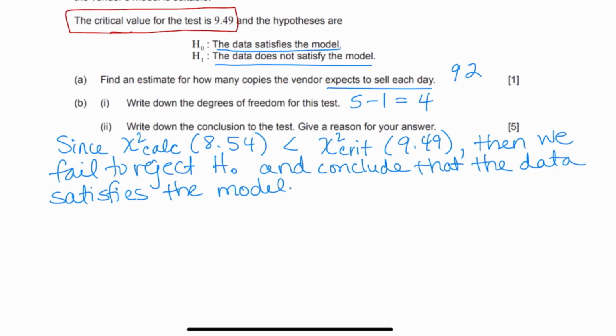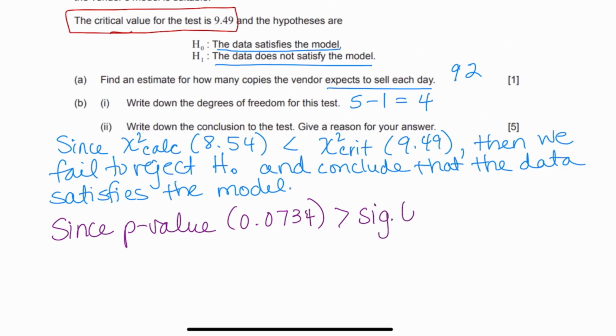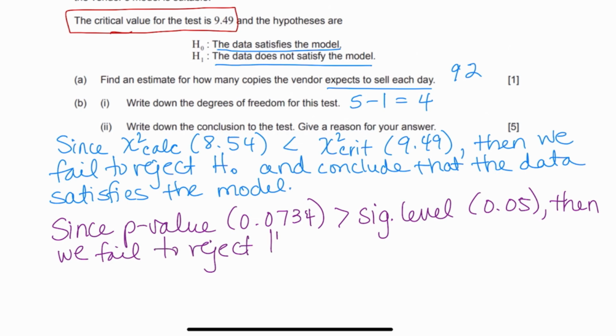Of course, there is another way that I could have written this down. And that is that since the p-value, which we got from the calculator, of 0.07358, so 0.0736, is greater than the significance level of 5%, which is 0.05, then we fail to reject the null hypothesis and everything stays the same. The rest of it just reads exactly the same. That's what we have written before. All right, and that's basically going to be the answer to this problem.